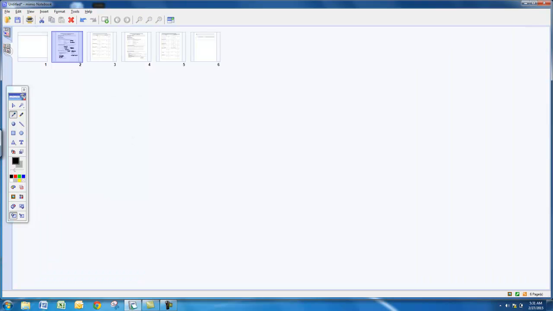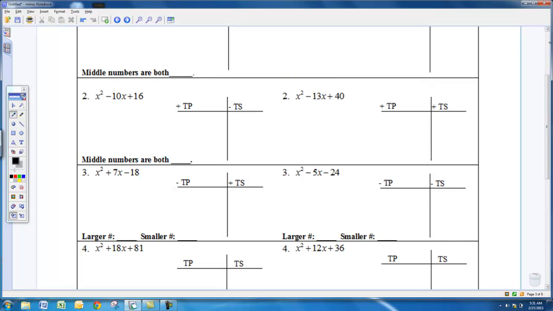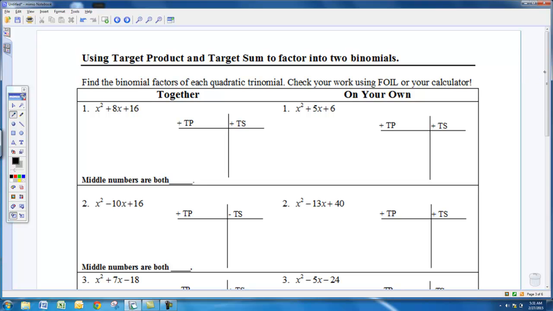Okay, let's do some practice with this. And as we do this, it's going to be important to notice the signs of our target product and target sum. So first let's find our target product and target sum. Remember, our target product is A times C. So our target product is going to be 16. Our target sum is the middle coefficient. So our target sum is 8.